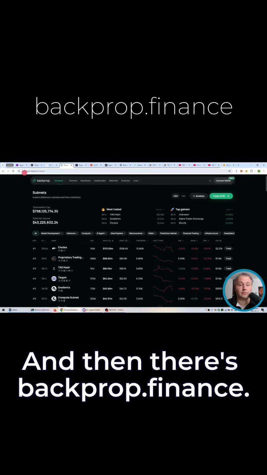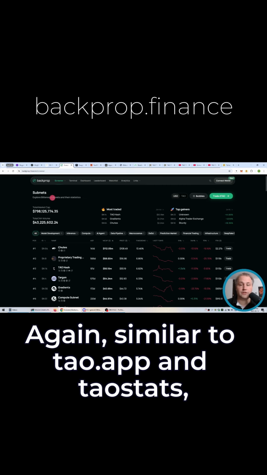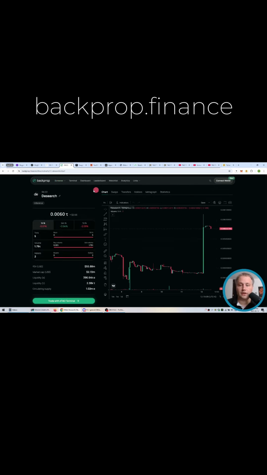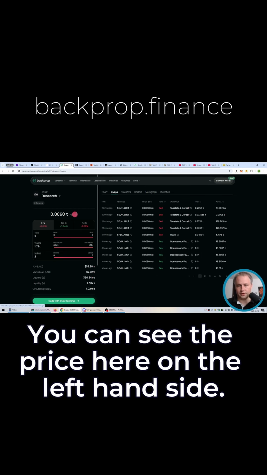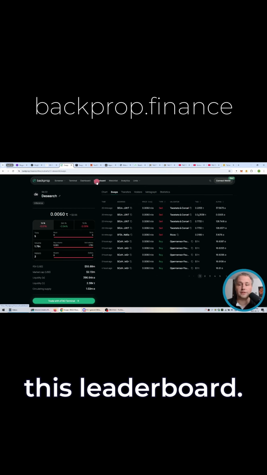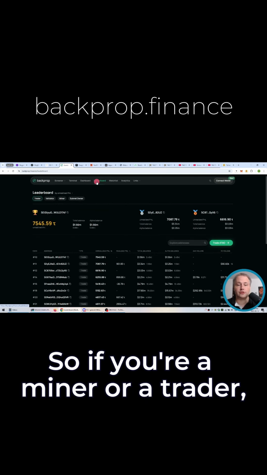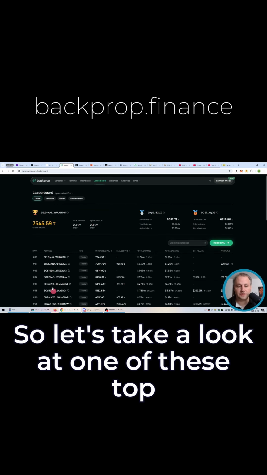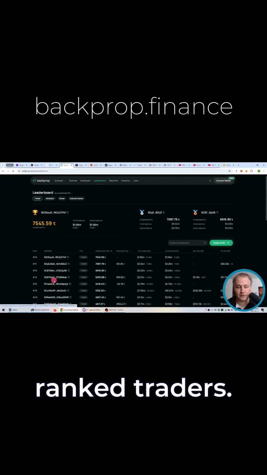And then there's backprop.finance. Again, similar to tau.app and Tau Stats, you can take a look at subnets and trade alpha tokens. You can see the price here on the left-hand side. Now, the interesting thing about backprop is this leaderboard. So if you're a miner or a trader, you can look at this leaderboard and see how well you're doing compared to other people. So let's take a look at one of these top ranked traders.